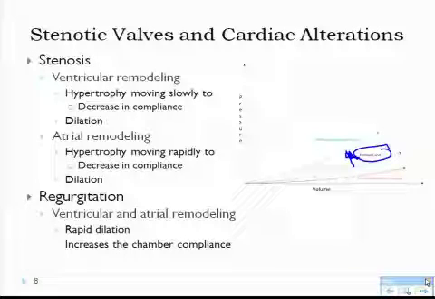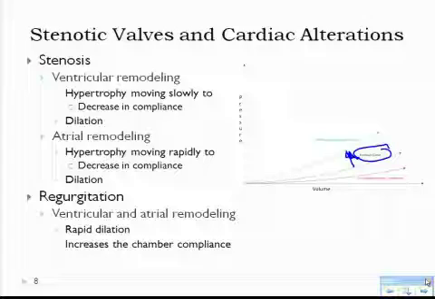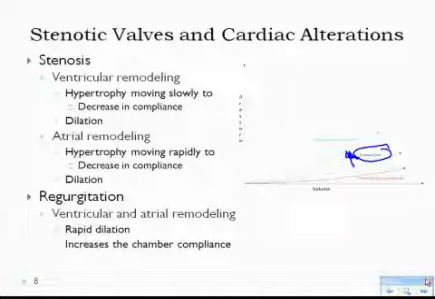If you look at regurgitation, it is movement of large amounts of volume back into a chamber. If you look at both ventricular and atrial remodeling that takes place, they immediately move to dilation. They don't really go to hypertrophy very much at all. So if you have AI, aortic insufficiency, all these patients are going to present with basically dilated hearts.